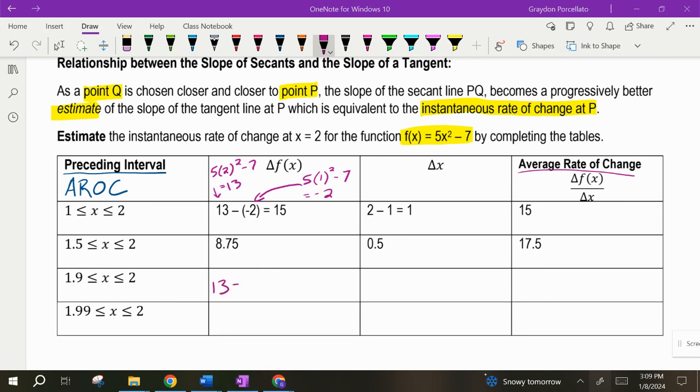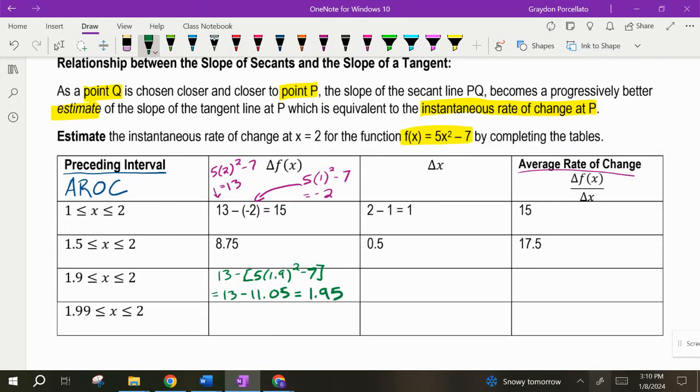Minus, if I sub in 1.9 into my equation, so that's 13 minus 5 bracket 1.9 squared minus 7. 5 bracket 1.9 squared is 11.05, which is equal to, if I subtract those values, 1.95.